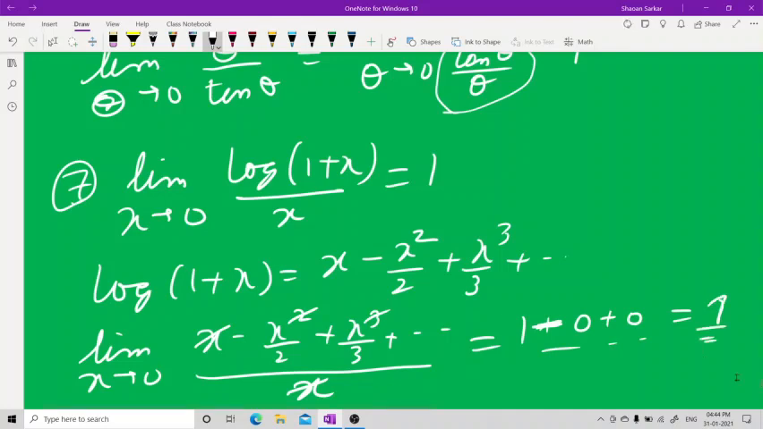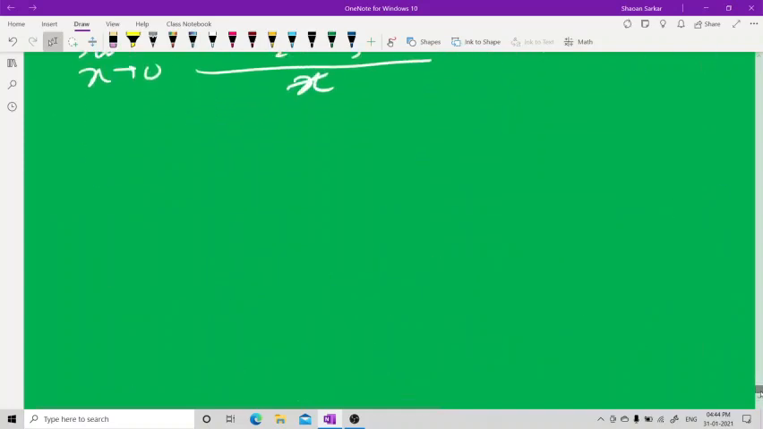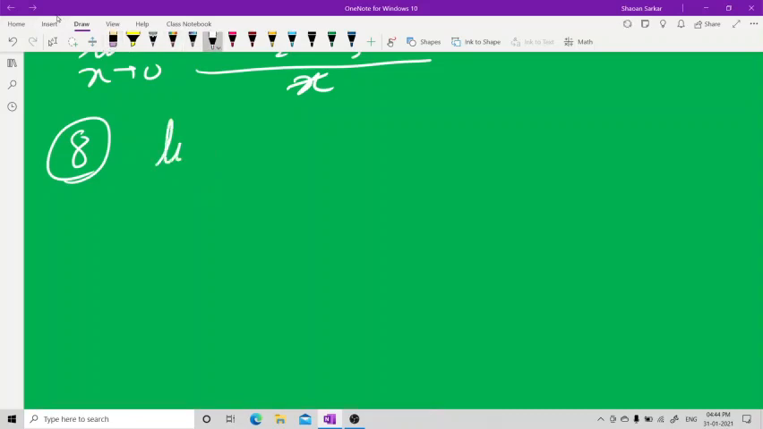Now you have some more important limits. This is a very important one, the eighth one. It is not log, it is limit. See, there are two forms in this. The limit as x tends to 0 of (1 plus x) to the power of 1 upon x is e. One way of writing is this.